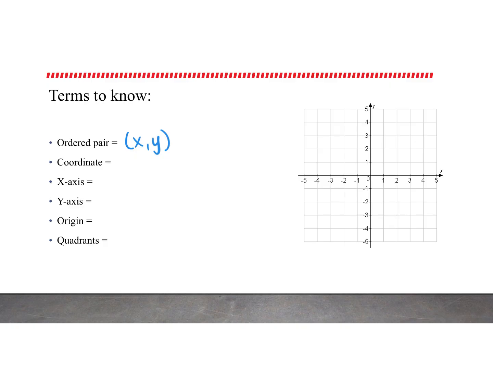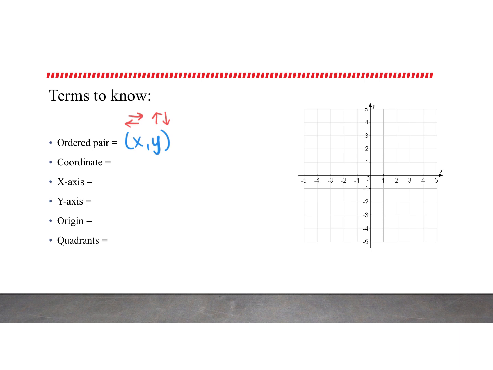Now, those two numbers also help us navigate to that spot. The x value, that first number you'll see in an ordered pair, is going to tell us how far either to the left or to the right that we need to move. And then the y value is going to tell us, from that spot, how far either up or down we're going to need to move.